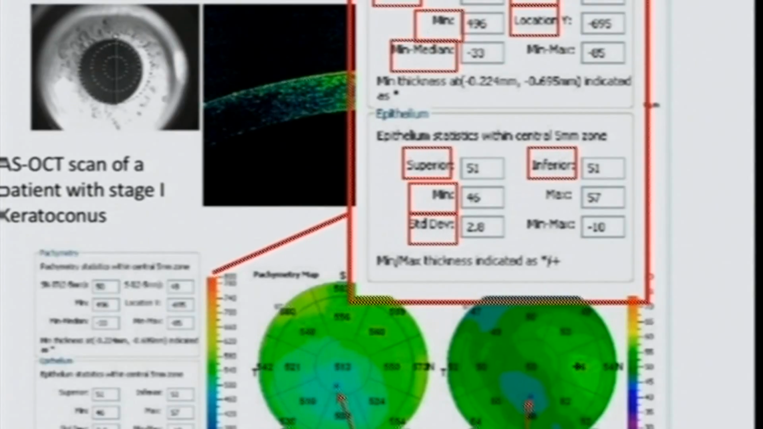The parameters that were considered in pachymetry for further evaluation were pachymetric difference between the superonasal and inferotemporal quadrants, superior-inferior difference, minimum pachymetry, location of minimum pachymetry along the y-axis, and minimum median difference. In epithelial parameters, we considered minimum epithelial thickness, epithelial thickness at the minimum pachymetry, and standard deviation of epithelial thickness and zonal thickness in superior, central, and inferior quadrants.